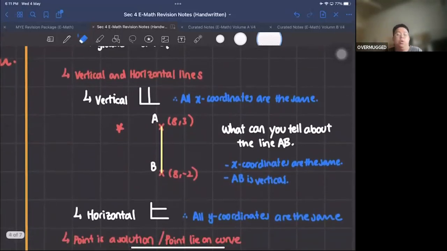Okay, vertical and horizontal lines. Please remember that if your line is vertical, and you have 2 points that lie on this vertical line, all of the x coordinates are the same. And what is the x coordinate? It's actually the equation of the line.